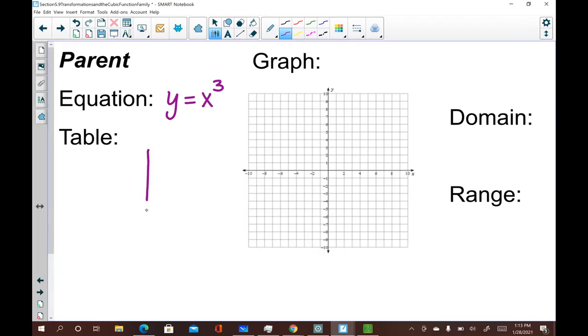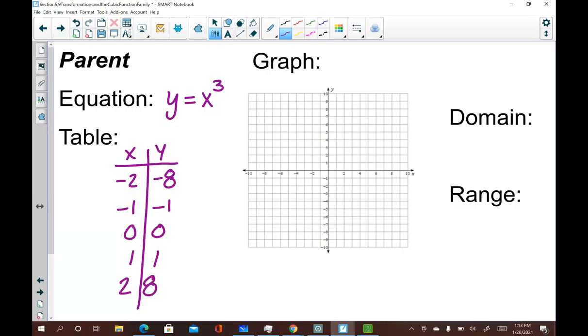To create a table, I'm going to use the same middle 5 points that I have been using. I'm going to substitute in -2 to get -8, -1 to get -1, 0 to get 0, 1 to get 1, and 2 to get 8. These 5 points are going to help me get the parent graph of this function.